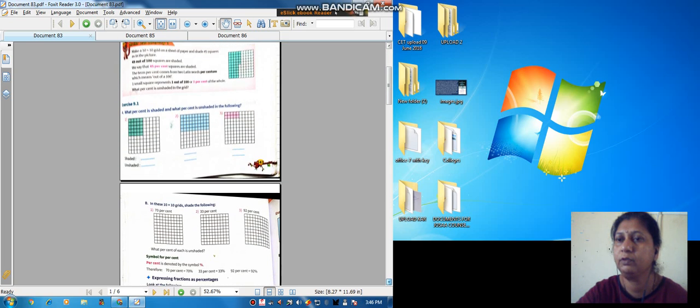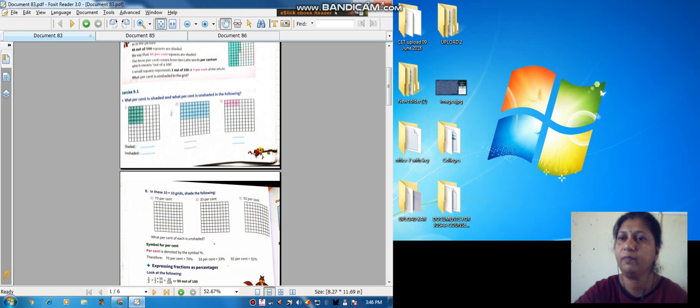In question B, the percentage is given. That means the part which is shaded is given, so you have to shade it with a colorful pencil. We have already done this. It is 100 small squares and 70 small squares you have to color. Same here in 33 and 92 also.